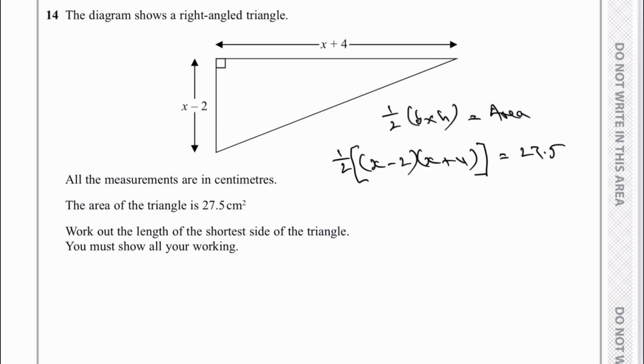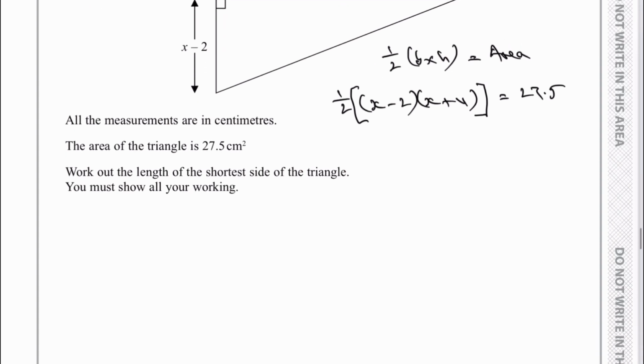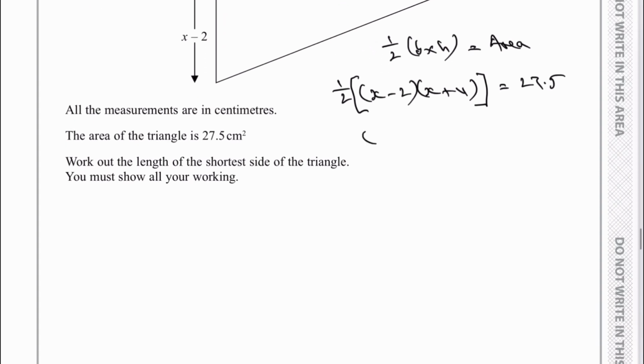And then really it's just a case of solving this, finding the values of x. Well, the first thing I need to do is get rid of the half. So if I multiply both sides by 2, what I end up with is x minus 2 multiplied by x plus 4 on the left-hand side, which gets rid of the half, and on the right-hand side, 27.5 multiplied by 2 is 55.